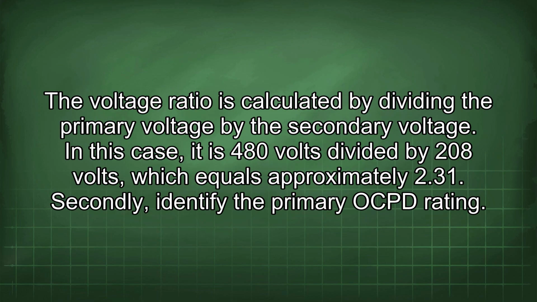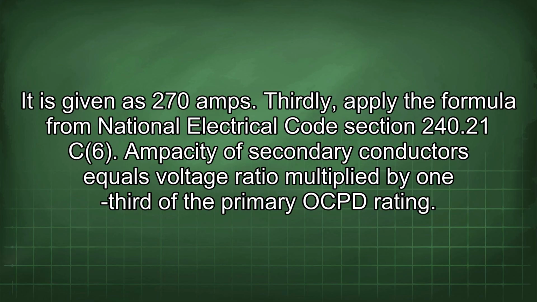The voltage ratio is calculated by dividing the primary voltage by the secondary voltage. In this case, it is 480 volts divided by 208 volts, which equals approximately 2.31. Secondly, identify the primary OCPD rating. It is given as 270 amps.